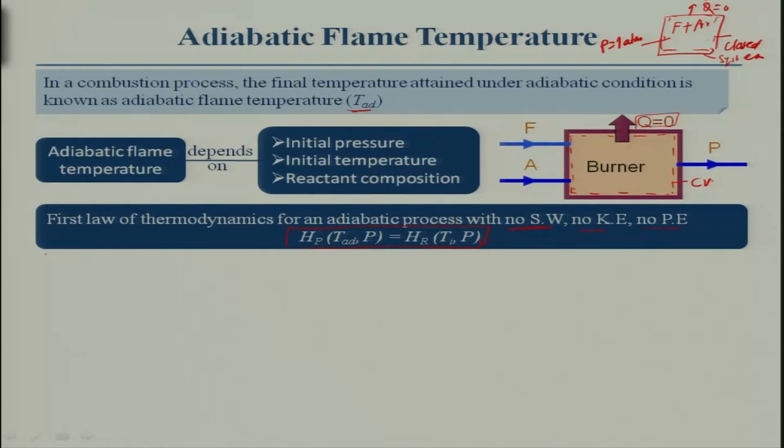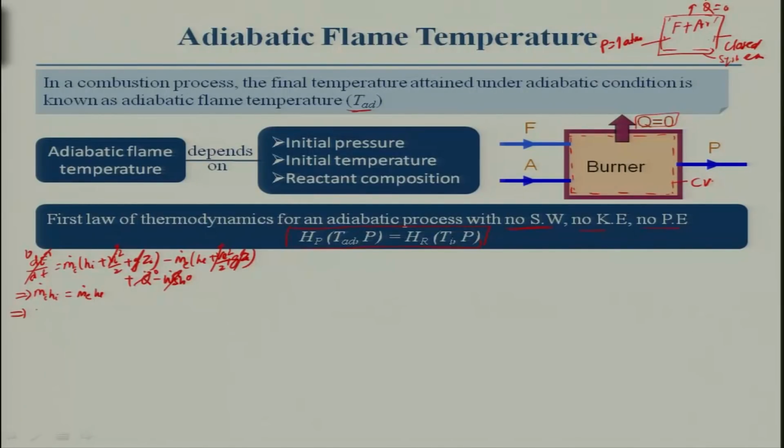First law. So you will have to write down your first law of thermodynamics. What is that? dE by dt is equal to m dot i times (Hi plus Vi square by 2 plus g zi) minus m dot e times (He plus Ve square by 2 plus g ze), plus or minus shaft work. Steady, so the left side is 0, shaft work is 0, potential energy is 0, and adiabatic, so this is 0. Therefore, what will you get? You will get m dot i Hi is equal to m dot e He, and in our example this is your reactant.